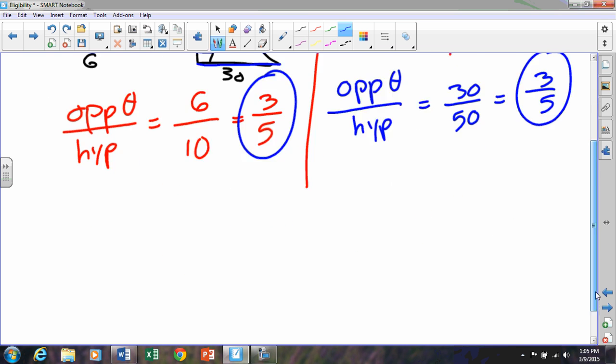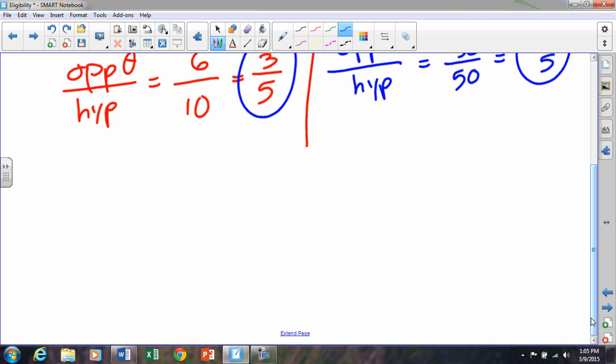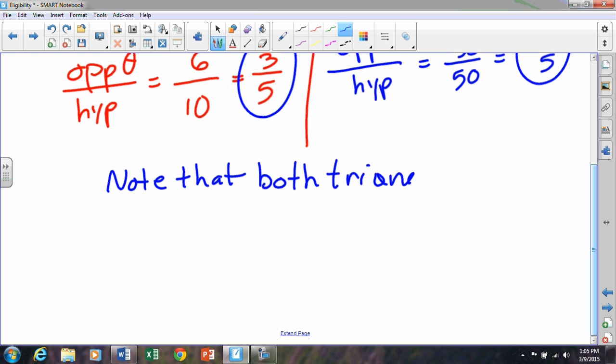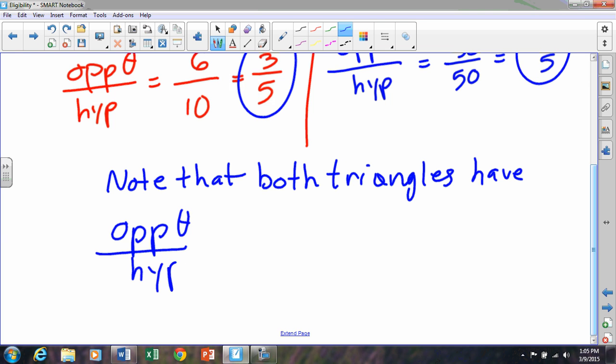Which we could write up as a sentence by simply saying something along the lines of, note that both triangles have opposite of theta over hypotenuse equal to 3 over 5. And there we're done.